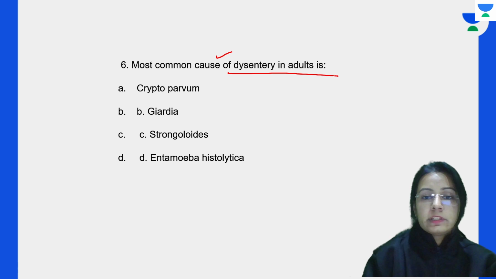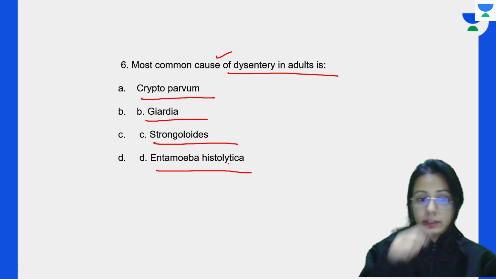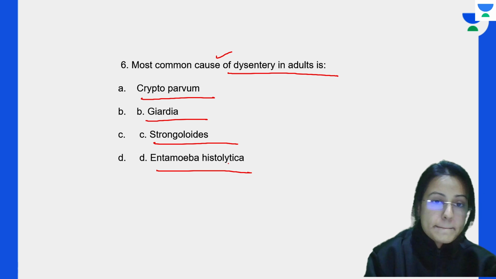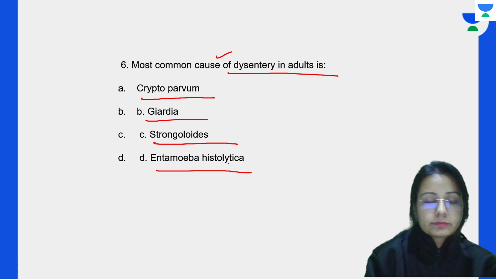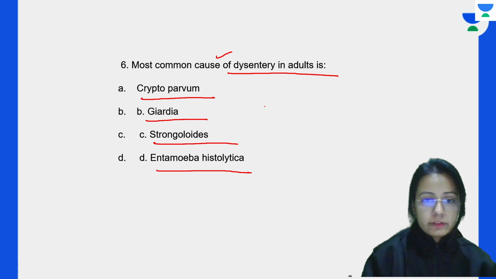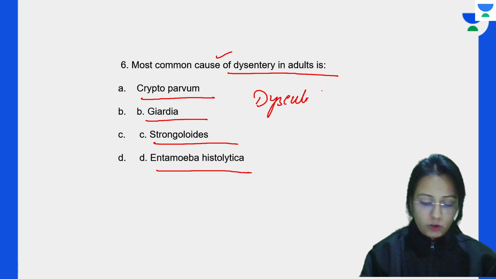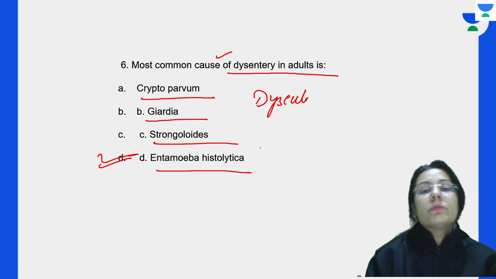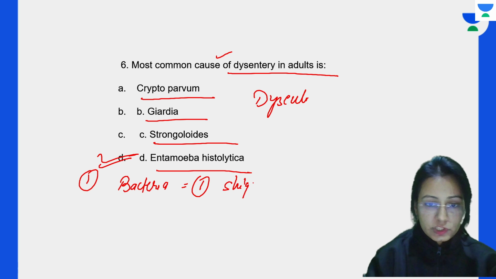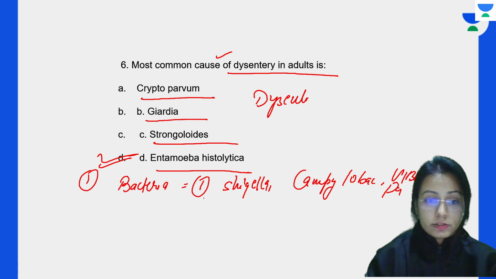Now, the most common cause of dysentery in adults is Cryptosporidium, Giardia, Strongyloides, or Entamoeba histolytica. We have the agents for dysentery. Now, the most common is Entamoeba histolytica, which is the commonest cause of dysentery in man. Other agents, among the bacteria causing dysentery, are Shigella, Campylobacter, and Vibrio parahaemolyticus. They can also cause dysentery.